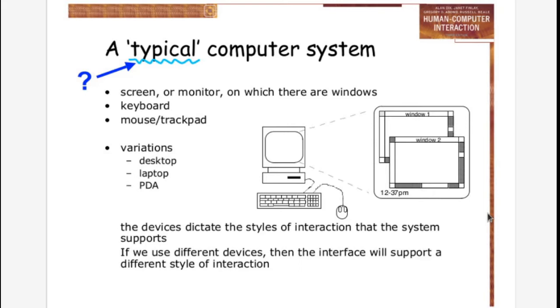So these varieties of computer systems change or dictate the styles of interaction that the system supports. If we talk about a normal desktop or personal computer, we can interact by using the mouse and keyboard. If we talk about laptops, we can use touchpads, or it can be a sensitive screen. So at the end, we can say that if we use different devices, then the interface will support a different style of interaction.